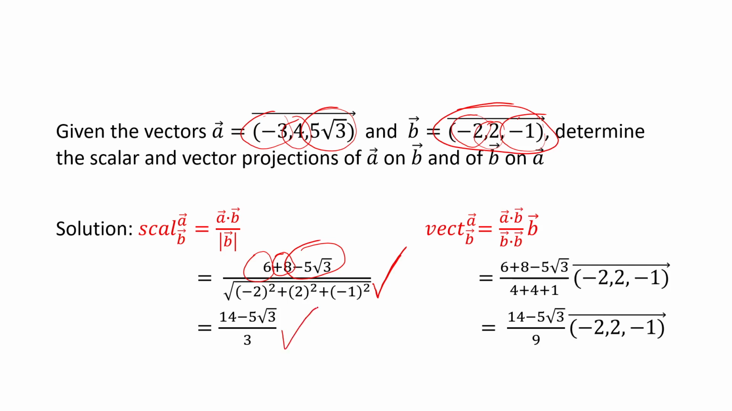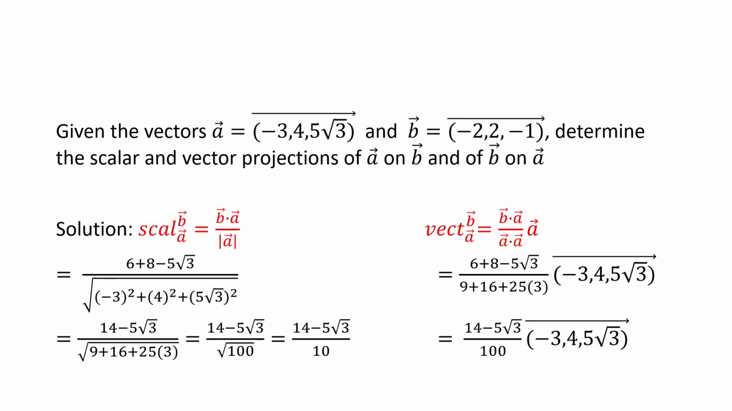Now we want the vector projection of a on b, so that's just going to be a dot b over b dot b times b itself. So this is 14 minus 5√3 over 9 times the vector -2, 2, -1. Now if we want the scalar projection of b on a, that'll be b dot a over the magnitude of a. So that'll give us 14 minus 5√3 over the square root of 100, which is 14 minus 5√3 over 10. And if we wanted the vector projection of b on a, we'd have b dot a over a dot a times vector a. So that would be 14 minus 5√3 over 100 times the vector -3, 4, 5√3.